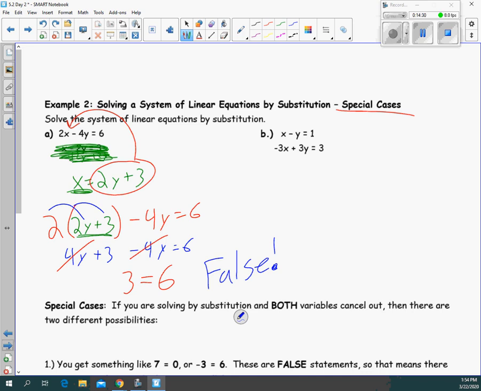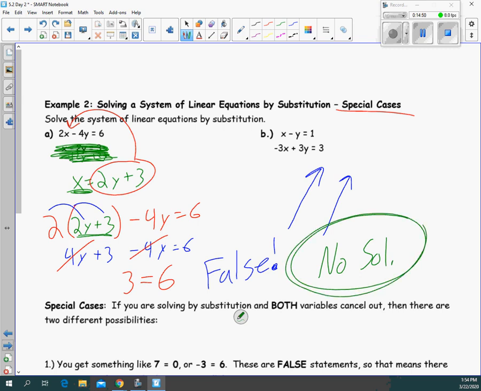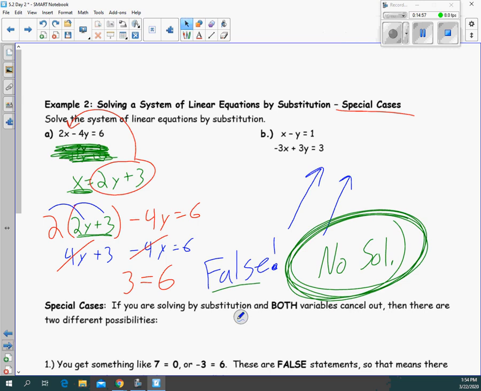If I had $3 and you had $6, you would have more dollars than I would. So it's false. What does that mean? It means if I were to graph these two lines, they would never cross. What does that mean as an answer? It means no solution. Circle that so you see it real nice and good, okay? So if you get a false statement, that means no solution.